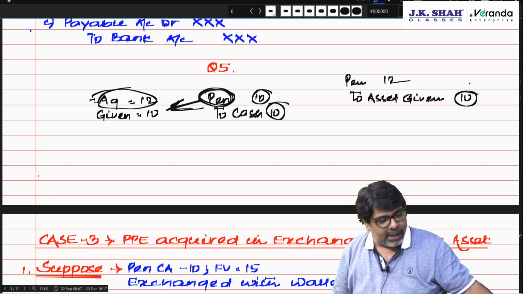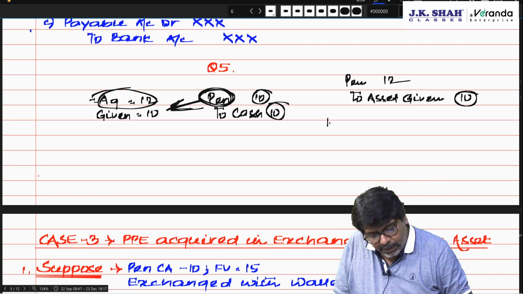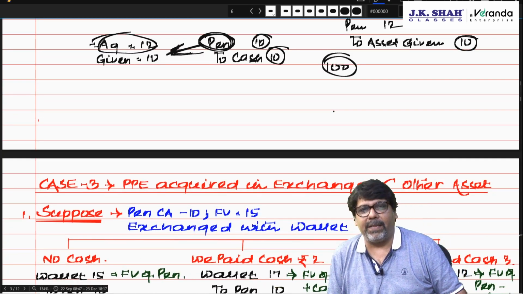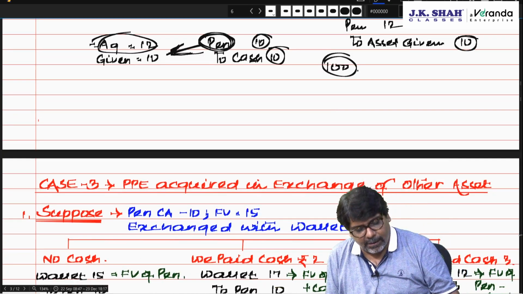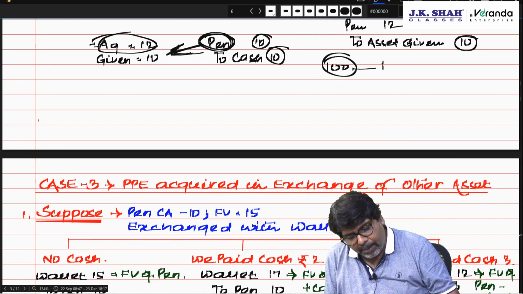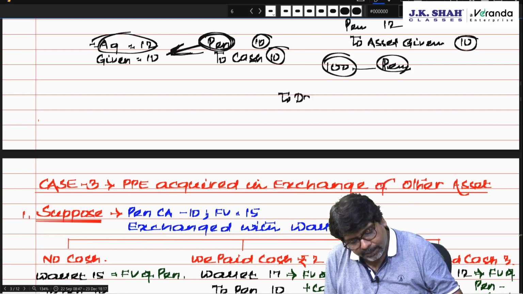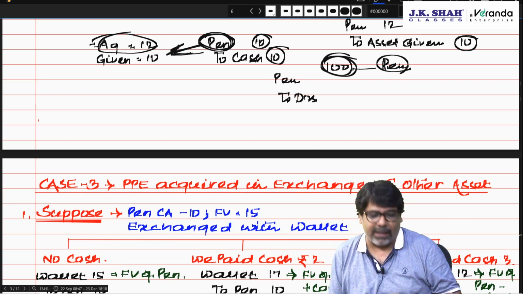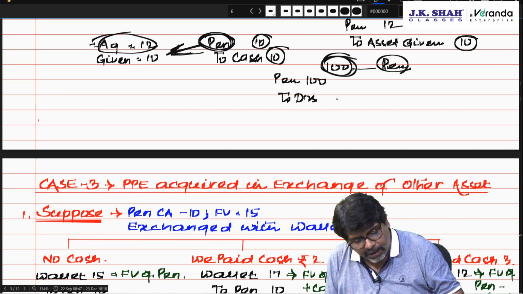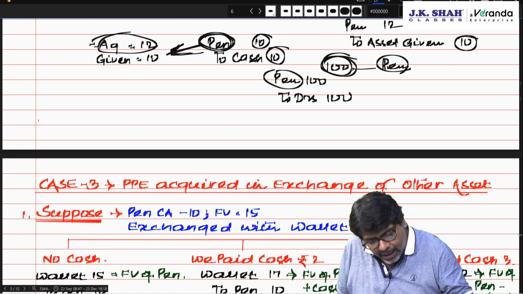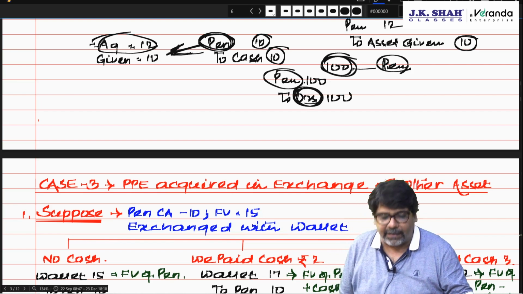Another example. Suppose I was to receive 100 rupees from debtors. I was supposed to receive 100 rupees from debtors. Debtors did not give me 100 rupees. I took pen from them. So my debtors is gone and pen I have received. Debtors was worth how much? 100. So I will consider what is the value of pen for me? 100. Are you understanding? So pen acquired is recorded at fair value of asset given up.